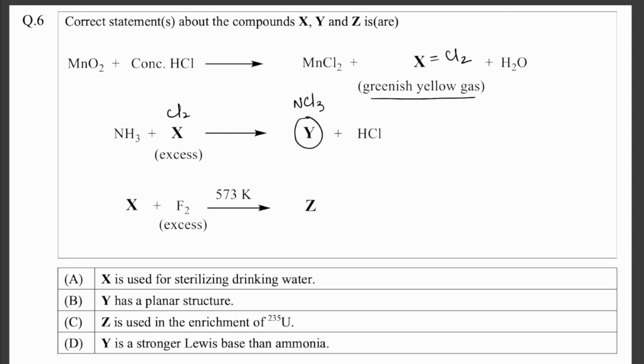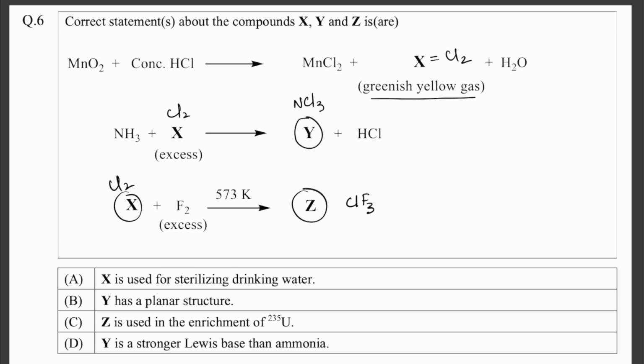And then again this X, chlorine, is taken and it is reacting with excess fluorine. In that case we get a fluorinating agent, and these are also called interhalogens. So interhalogen Z we will get here, and that interhalogen will be ClF3.